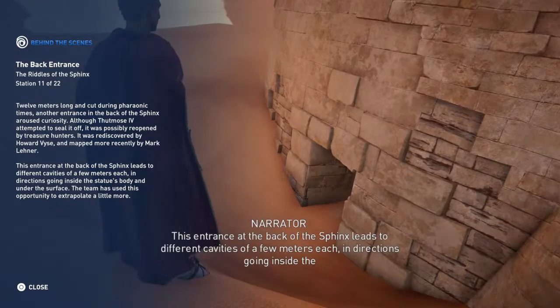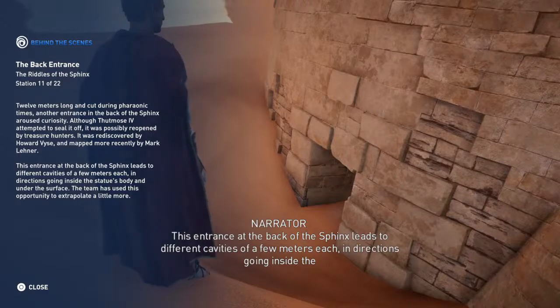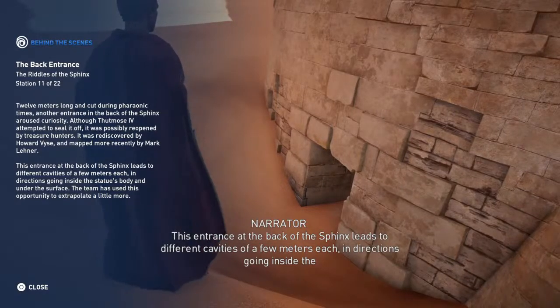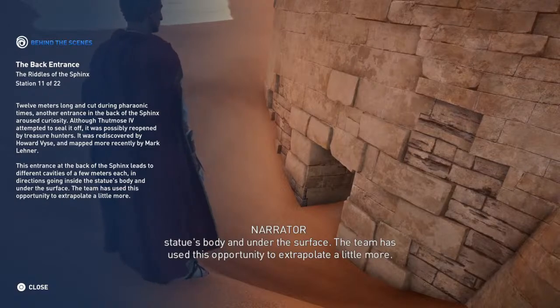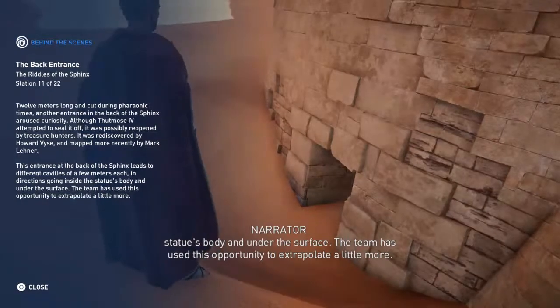This entrance at the back of the Sphinx leads to different cavities of a few meters each, in directions going inside the statue's body and under the surface. The team has used this opportunity to extrapolate a little more.